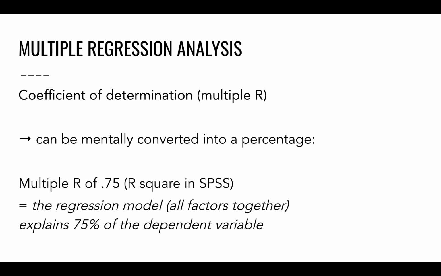That's pretty amazing. That does mean, however, that 25% of the dependent variable is not accounted for, is left unaccounted, so cannot be explained by our current regression model. That means there might be other independent variables that are currently not included in our model that also influence people's intentions to buy beard oil. So it's usually very hard to get a multiple R above, let's say, 0.6, 0.7.